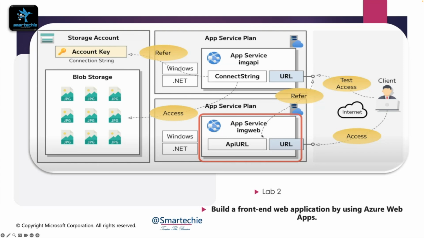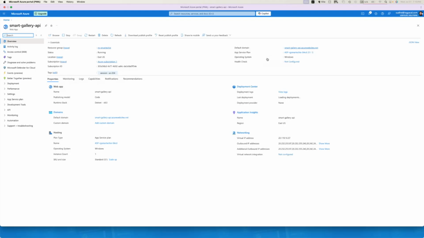Through it, we are going to call the web API. The web API will, behind the scenes, call the storage. We have already done that. So now our point is we are going to configure this API URL, right? What should that API URL be? It should be the URL of the endpoint of the web API. That's why I went to Smart Gallery API, and I'm going to copy this.